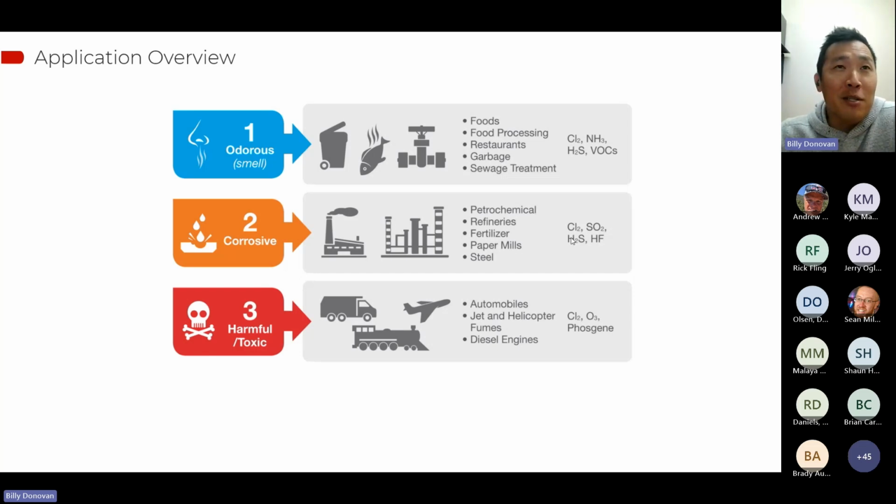It may sound strange to some of you, but museums and archives have corrosion challenges as well. Many of them use carbon filters to protect artwork and artifacts from corrosion and oxidation. The harmful and toxic application area spans across many different industries.